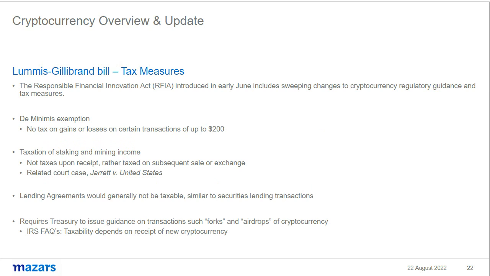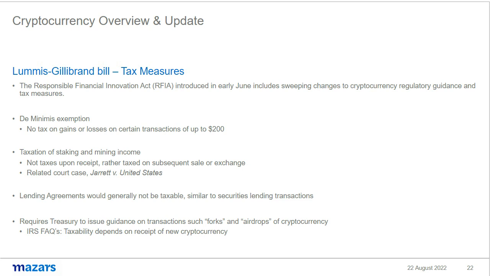So now I'd like to turn our attention to some proposed regulations that are currently making their way through Congress and that would impact the cryptocurrency industry. Previously, that's all kind of what's been addressed so far and what we know in terms of how cryptocurrency is taxed. But in early June, Senators Lummis and Gillibrand introduced the Responsible Financial Innovation Act, or the RFIA, which includes some pretty significant changes to cryptocurrency regulations and tax measures.